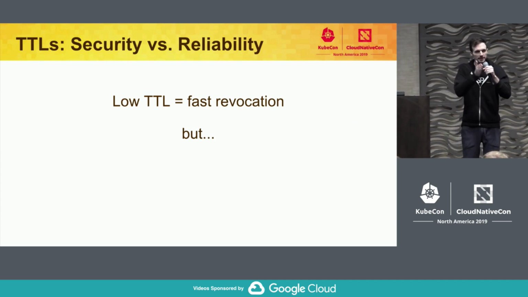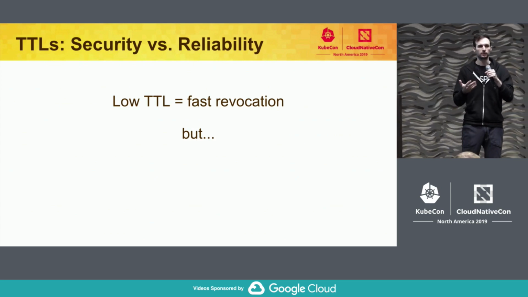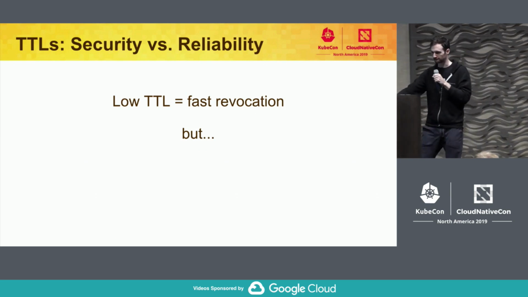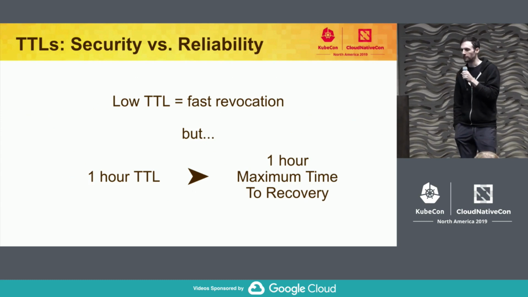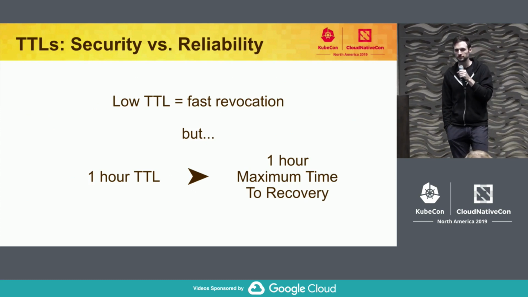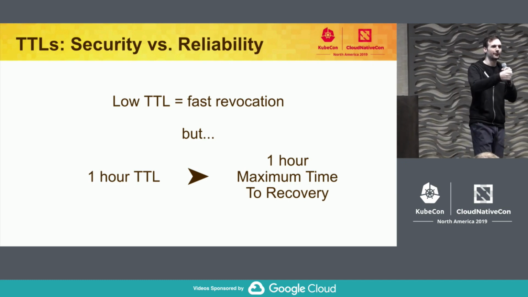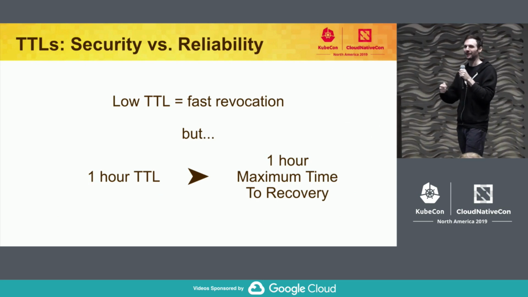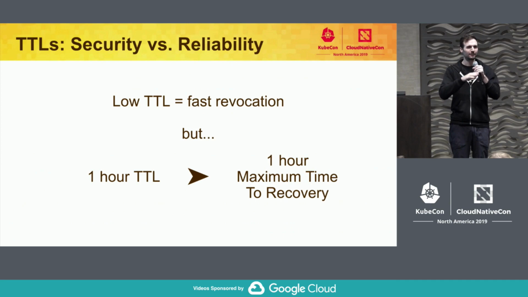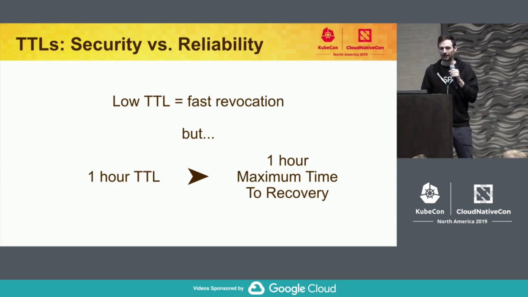And so a lower TTL means these things are constantly turning over and constantly being revoked, and it, in a way, reduces the risk of compromise. But, there's a but. An hour TTL means you have a 1 hour maximum time to recovery. If your control plane, if your SPIRE server goes down and it can no longer rotate these certificates, a clock starts ticking. And you have about an hour to fix that outage before kind of the whole system, in a way, breaks, and you have to re-bootstrap all of your trust. It's not a good place to be in.